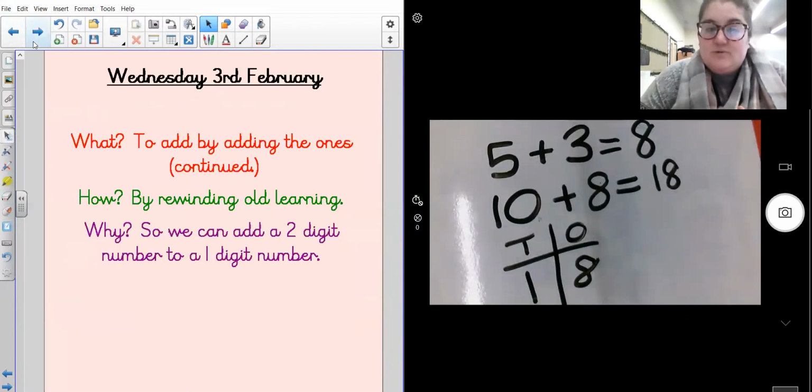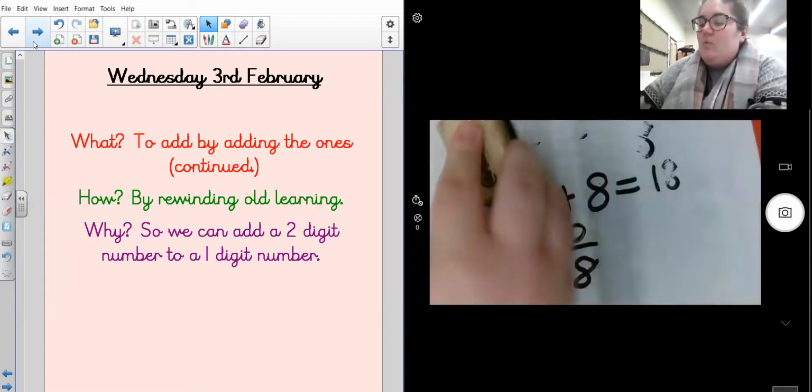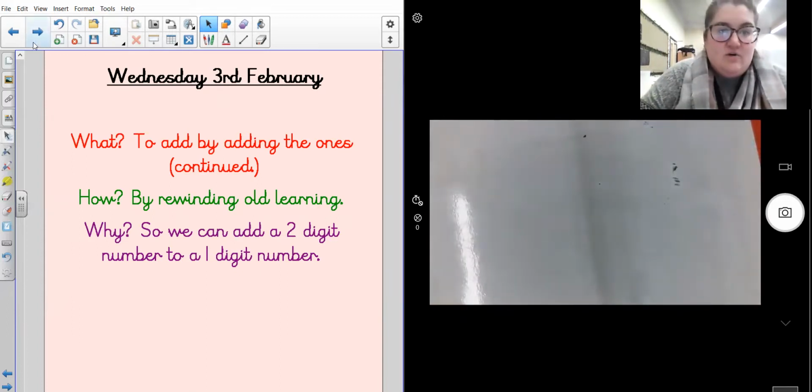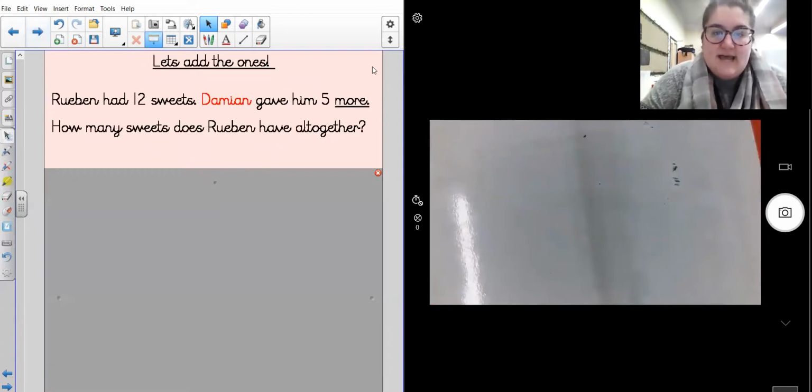What are we going to do today? We are going to continue, okay, that means to carry on adding by counting the ones. So we are going to be able to rewind to this because we have looked at it already. And why are we doing it? So that we can add a 2-digit number to a 1-digit number. So let's have a look what our task is today.